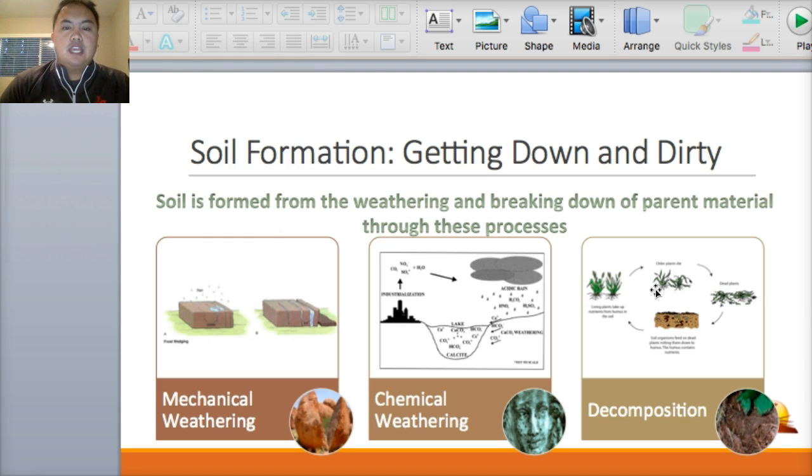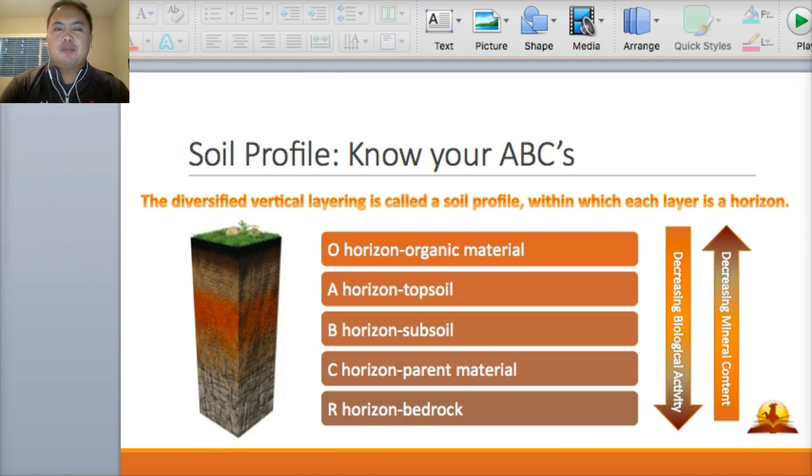These are very slow processes. It takes thousands of years to develop a complex organic soil that can support diverse organisms or plants, and then those plants can support animals. So there's a strong appreciation for soil because it takes thousands of years to create. It's not as easy as you think it can be.